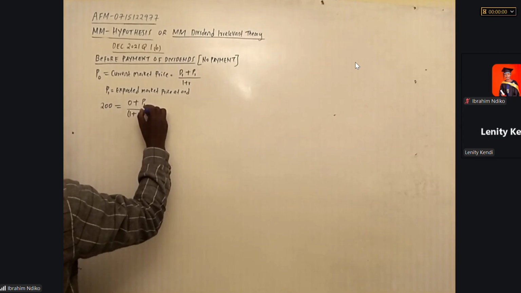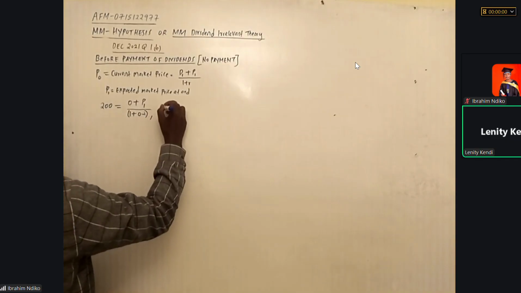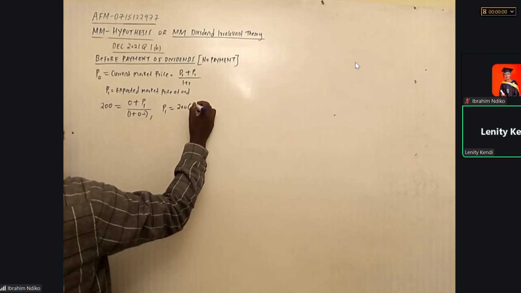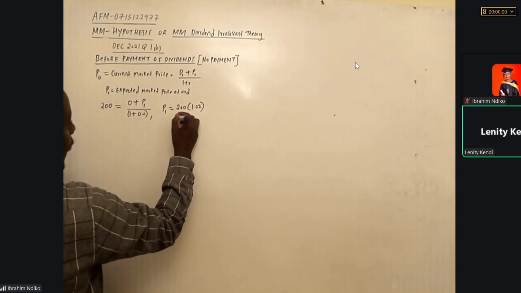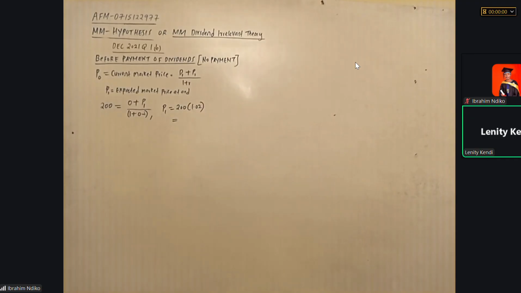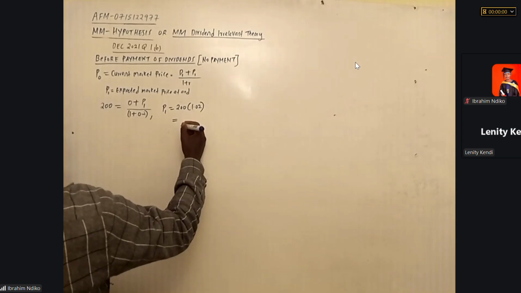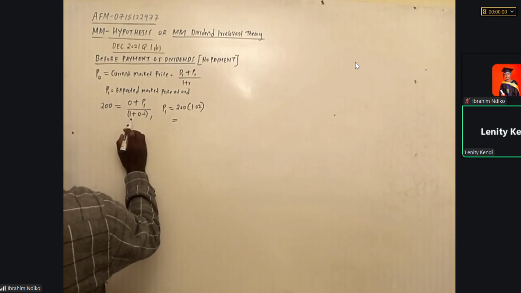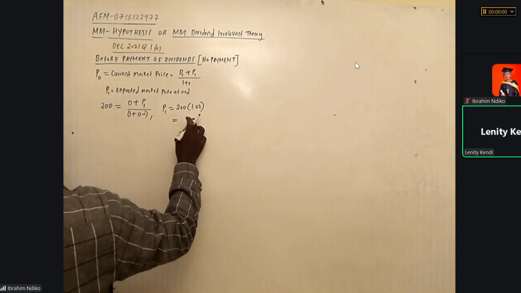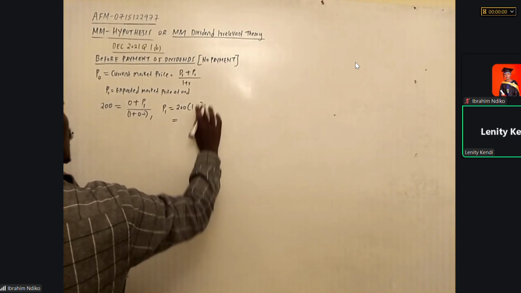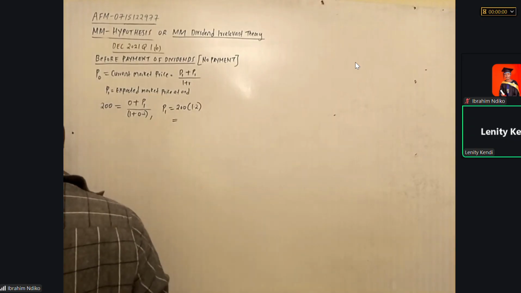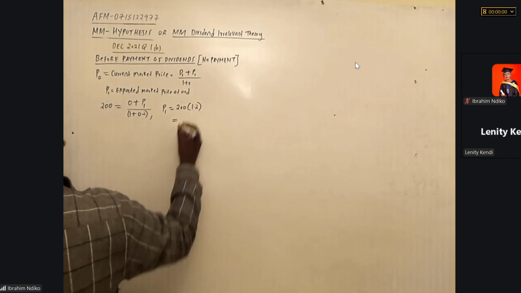So find P1. P1 will be 200 times 1.2, not 1.02. 20 divided by 100 is 0.2, so 1 plus 0.2 is 1.2. So 200 times 1.2 is 240.